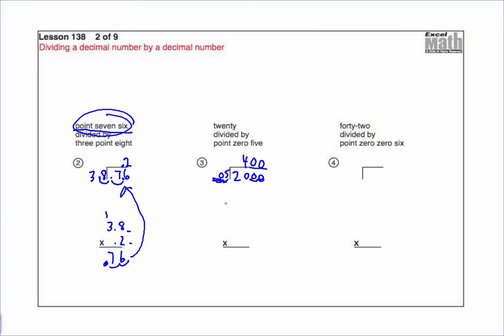Now remember, the original number over here was 0.05. So to check it, I have to do 400 times 0.05. All right, 0 times 5 is 0. 0 times 5 is 0. 4 times 5 is 20. And then I have to move my decimal point over 2 spots for that right there, and I get the number 20. And that was my original number, because it said divide 20 by 0.05. All right, pause the video, do number 4, and then turn it back on when you're ready for the solution.